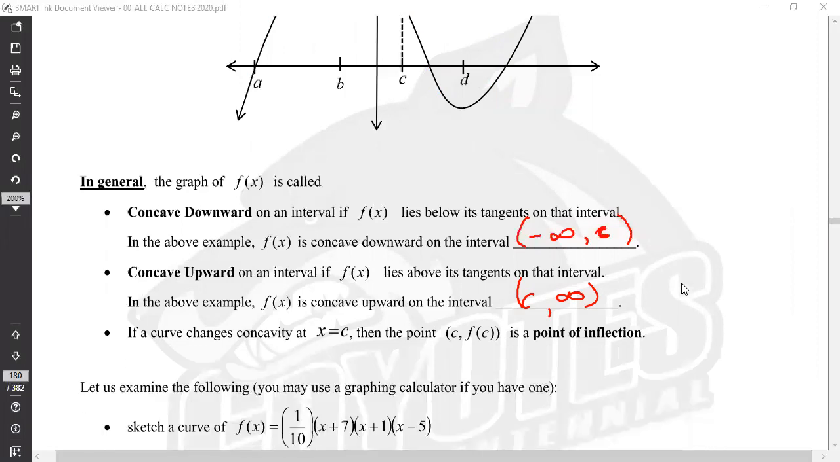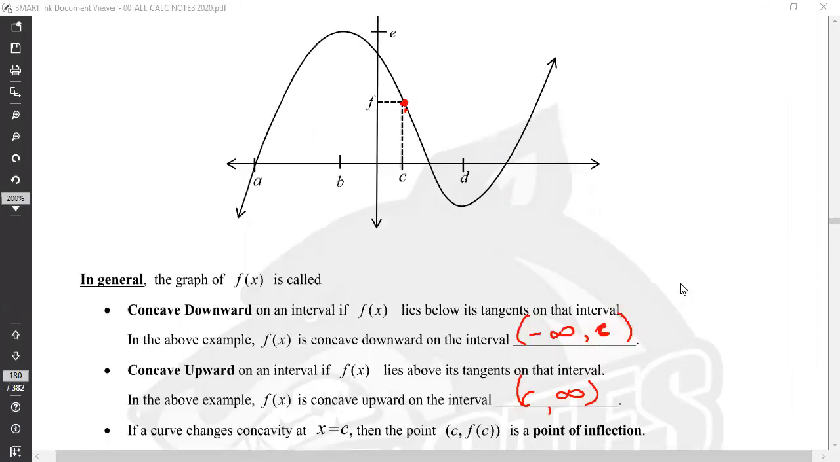If a curve changes concavity at c, then it is called a point of inflection. The point (c, f of c) is an inflection point. That's going to be this point on our graph here. We've seen inflection points before when we had y equals x cubed, or when we had a multiplicity of 3 or 5 in a polynomial. It doesn't have to happen where the slope is 0. In fact, now we see an inflection point can be where the slope isn't 0. All it has to be is a change in concavity.